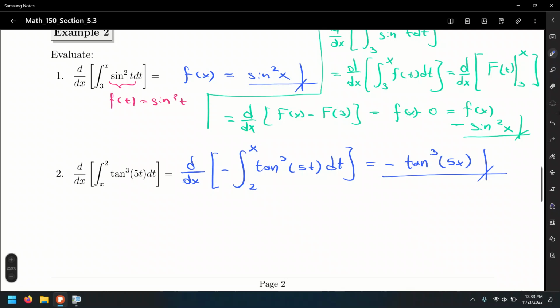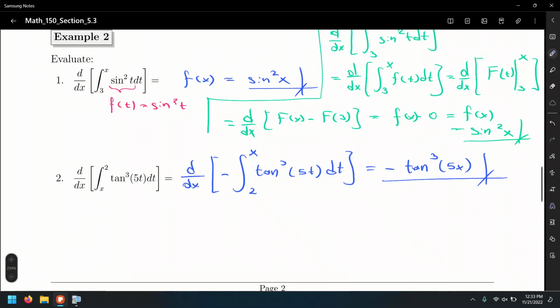Yeah, good question. So because in this case we have the x at the lower limit and the constant in the upper limit, we can reverse the order of the limits by having a negative in front of it, all right?